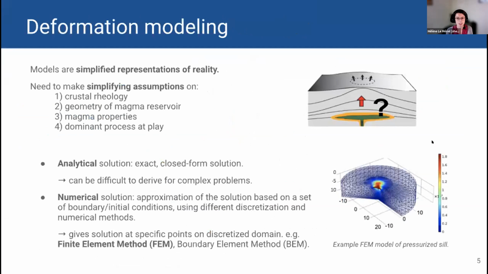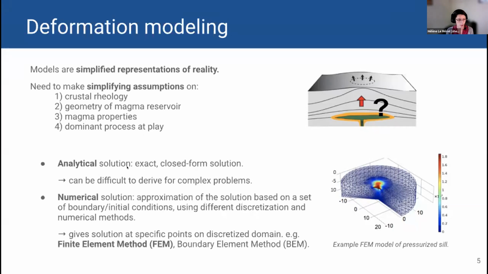So by definition, models are simplified representations of reality. In order to model the surface deformation measured at volcanoes, we must make different simplifying assumptions on the crustal rheology. So how does the crust behave when it's subject to stress? We must assume the source geometry and determine the magma properties if we are modeling magma dynamics. And finally, we must make assumptions on the dominant process, or the one of interest for our study, so that we are able to choose the appropriate physics to model this process.